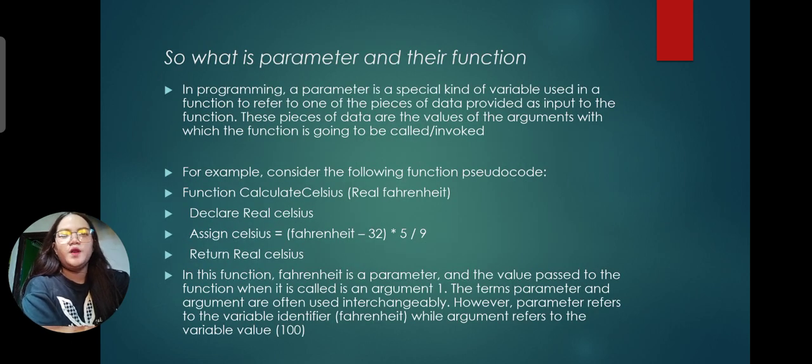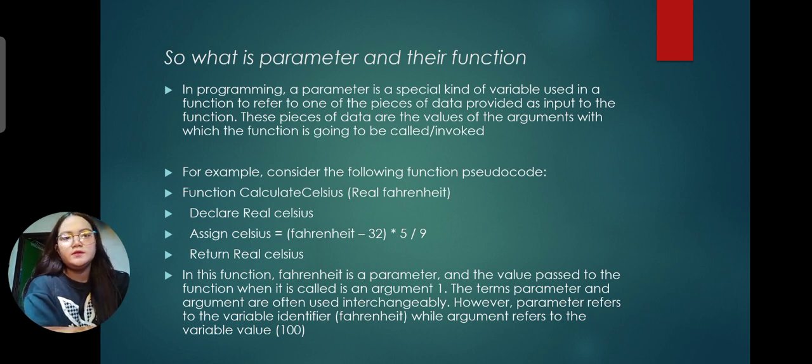So what is a parameter and its function? In programming, a parameter is a special kind of variable used in a function to refer to one of the pieces of the data provided as input to the function. These pieces of data are the values of the arguments with which the function is going to be called or invoked.